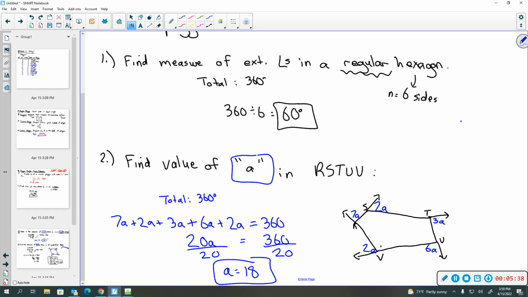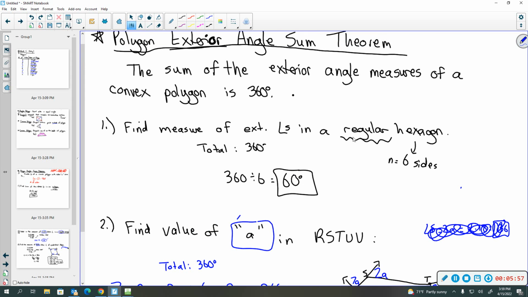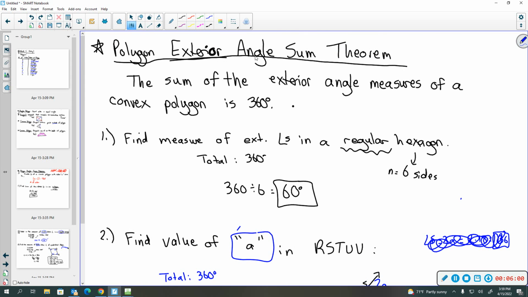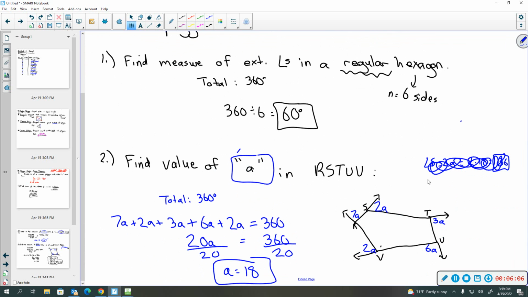If it asked me to plug it back in, like if it wanted each angle, then I would have plugged it in and said angle S equals 2A, which is 2 times 18, which is, I think, 36. If my math is bad, sorry. But it may ask you to plug it in. In this case, you just wanted A. When you have a regular polygon and you want to know the number of exterior angles, or the measure, you just take 360 and divide it by the number of sides. When it's irregular, as in this example, you have to add each angle to equal the 360 and find the missing variable.